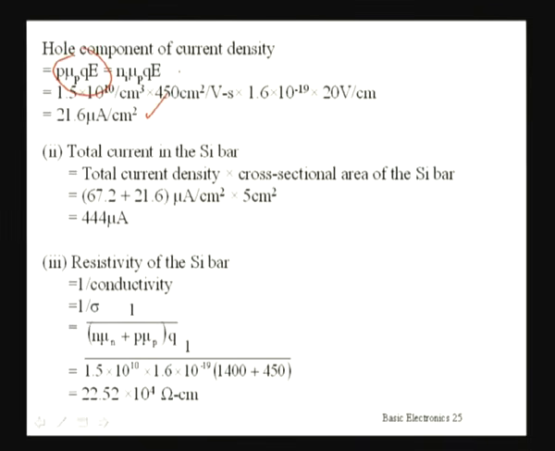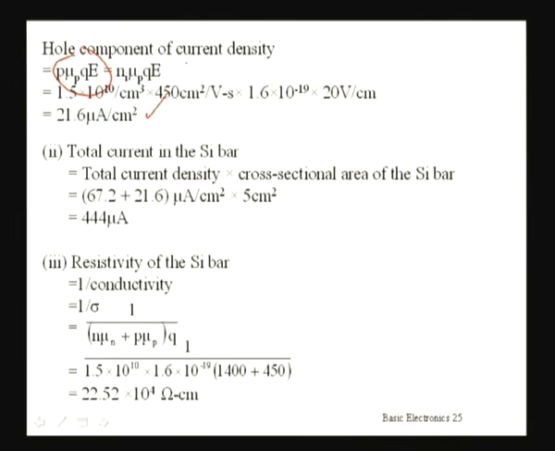Another thing you have to find out is the total current. Now this is only current density. So in order to find the total current, you have to multiply it by the cross sectional area, which is given as 5 cm square. We have found the current density in microampere per cm square. Each of the hole component and electron component you have to add up, and then you will get the total current density. So 67.2 and 21.6, this total current density is multiplied by the cross sectional area 5 cm square. So finally we get 444 microampere is the current flowing in the silicon bar.